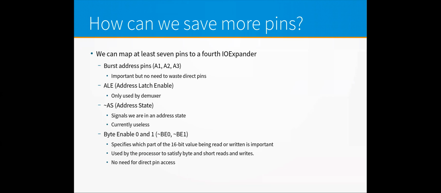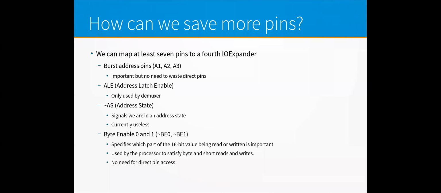There's also 2 other signals called byte enable 0 and byte enable 1. And this is used to specify which part of the 16-bit value being read or written you want. So if BE0 is low and BE1 is high, that means you only want the lower 8 bits. And if BE1 is low and BE0 is high, you only want the upper 8 bits. If they're both low, you want the full value. And if they're both high, you don't want any value. I don't know if the processor will do that. I don't know why it would do that, but it's there. And there's no need to do direct pin access for that either.